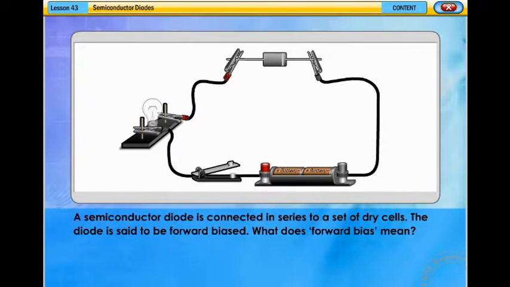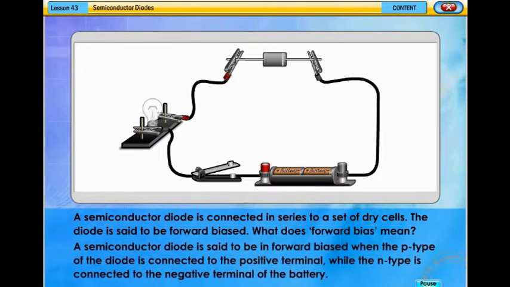A semiconductor diode is connected in series to a set of dry cells. The diode is said to be forward biased. What does forward bias mean? A semiconductor diode is said to be forward biased when the p-type of the diode is connected to the positive terminal, while the n-type is connected to the negative terminal of the battery.